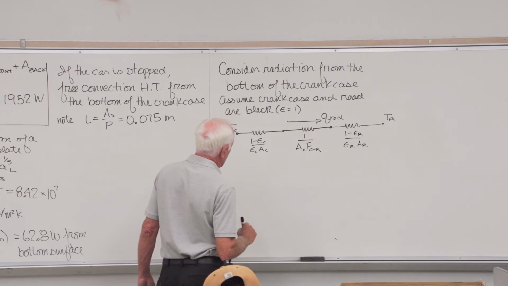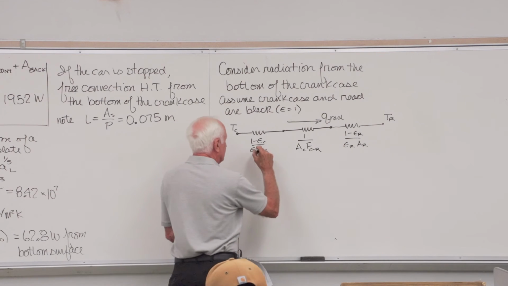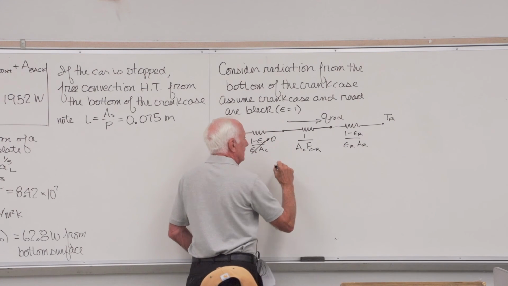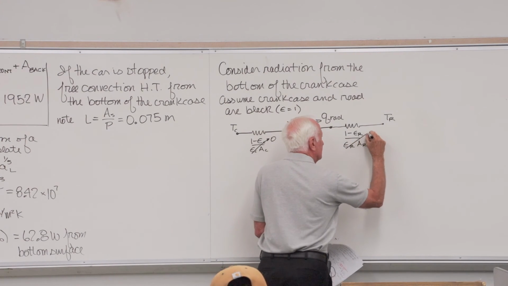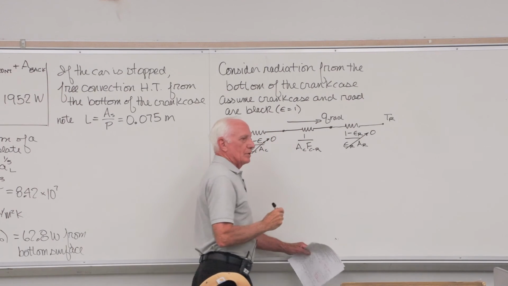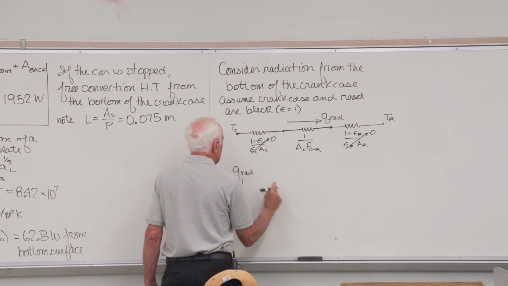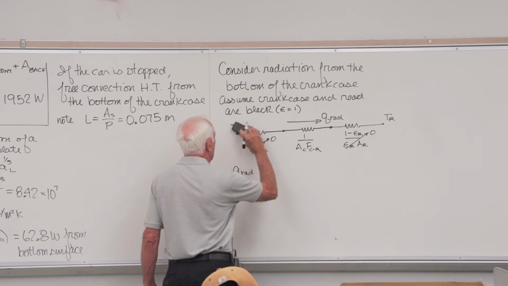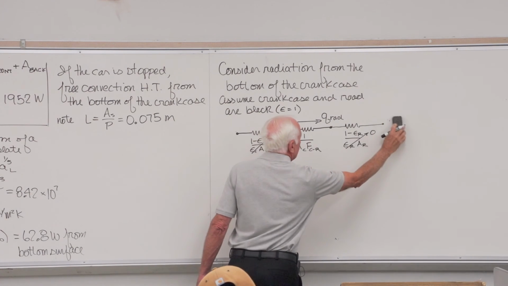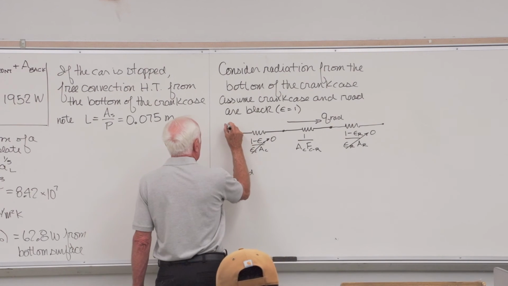Okay, we know the surface resistance. If the surface is black, the resistance is 0. Got it. What am I left with? I'm left with Q radiation, and let's get these right. Don't use temperatures in chapter 13. Use the emissive power of the black surface.